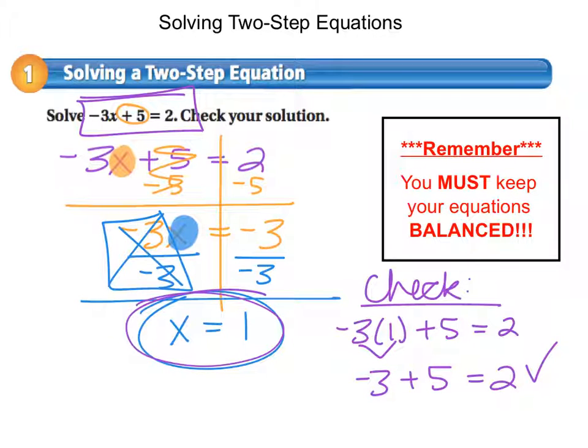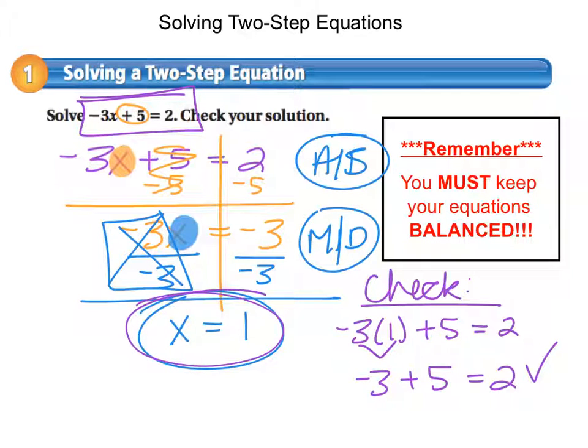Notice I kept it balanced. And when I solved, I undid the adding, subtracting. Then I undid multiplying, dividing. However, when I checked, I started with multiplying or dividing, and then I moved on to adding, subtracting. Reverse orders, solving versus checking.